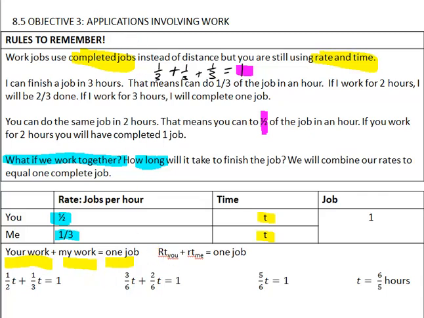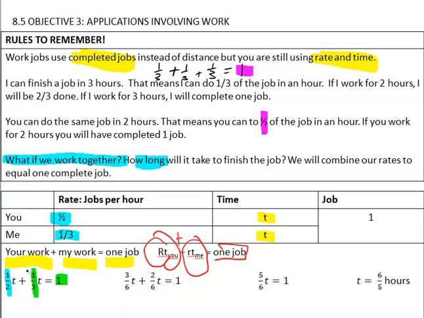So if you look at it this way, we've got rate times time for you, and rate times time for me makes one whole job. Rate times time for your rate, rate times time for my rate, and that will equal one job. So let's take a look at how this works. You work at 1/2 job per time, and I work at 1/3 of a job in that amount of time. And together we make a complete job.